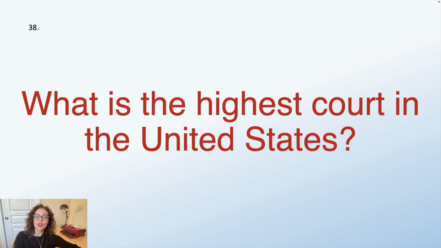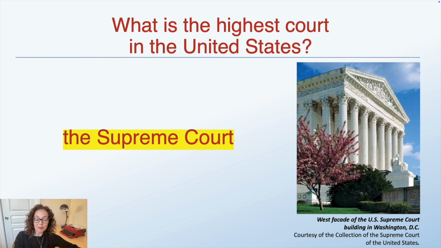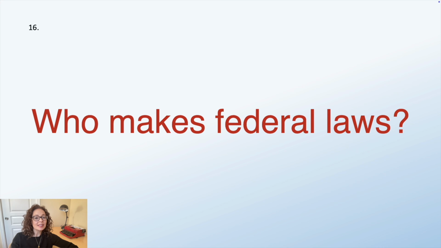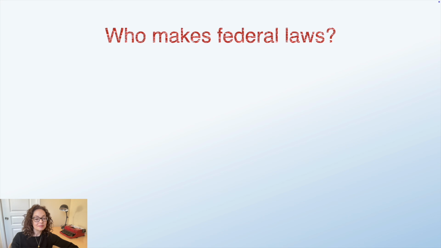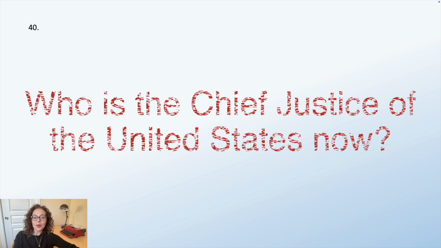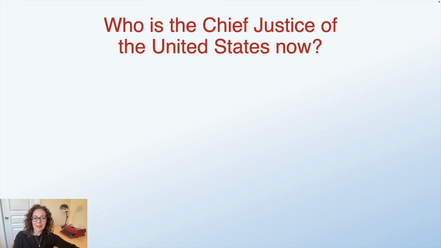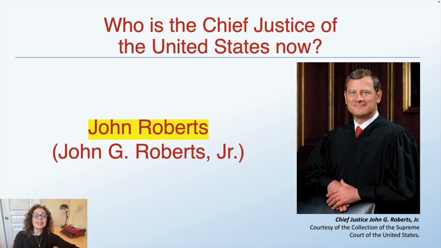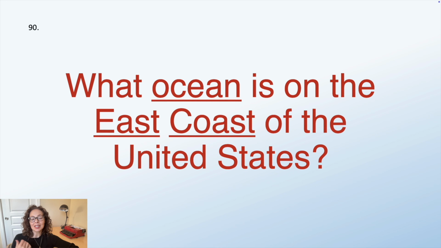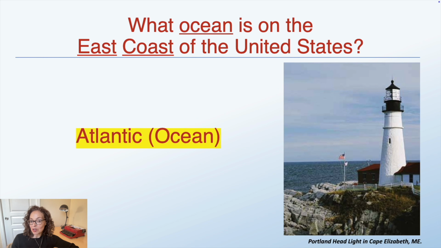What is the highest court in the United States? The Supreme Court. Who makes federal laws? Congress. Who is the Chief Justice of the United States now? The Chief Justice is John Roberts. What ocean is on the east coast of the United States? Next to the east coast, we have the Atlantic Ocean.